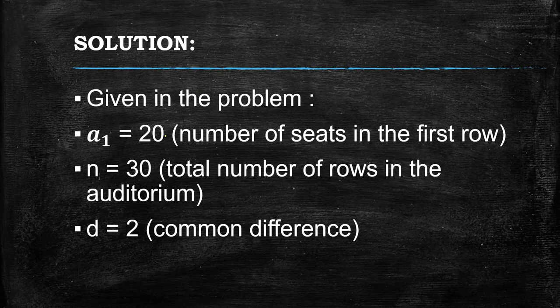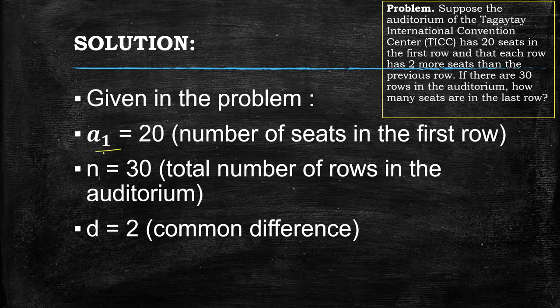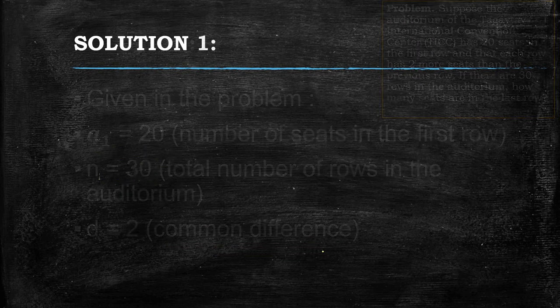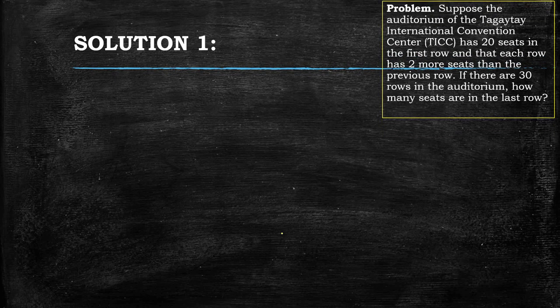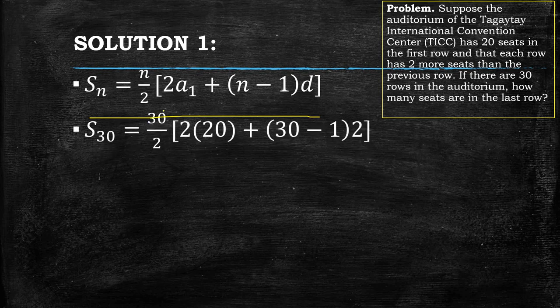So, given in the problem, we have, if you still remember, in our problem that our first term is 20. This will be the number of seats in the first row. Our n is 30. That will be the total number of rows in the auditorium. And D is equal to 2. This is our common difference. Okay, now for our first solution, so we're going to use this formula. Okay. Now, first step is to substitute the values.